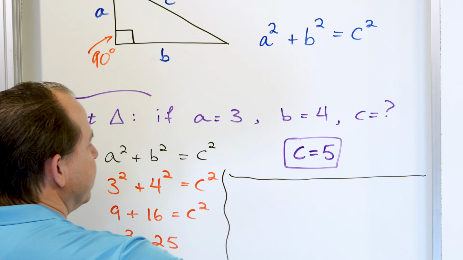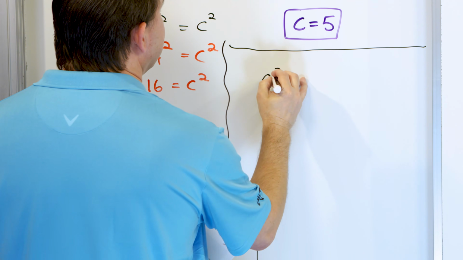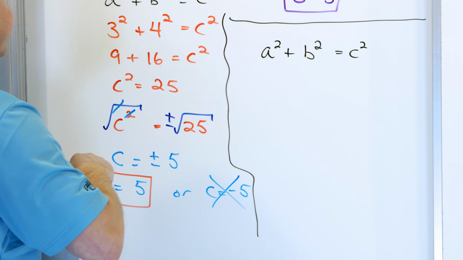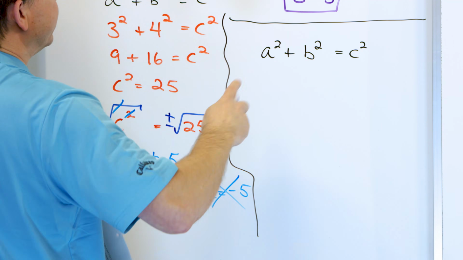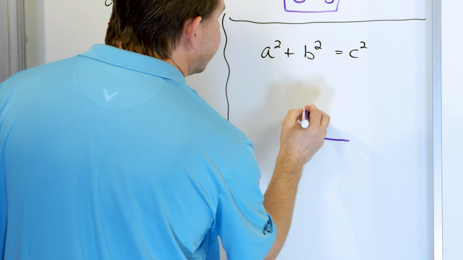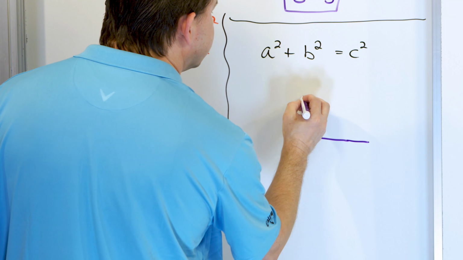Now, I want to discuss a squared plus b squared equals c squared one more time. All right? So what I'm going to do is draw this triangle down below. Maybe I'll do it a little bit bigger, not too big though.